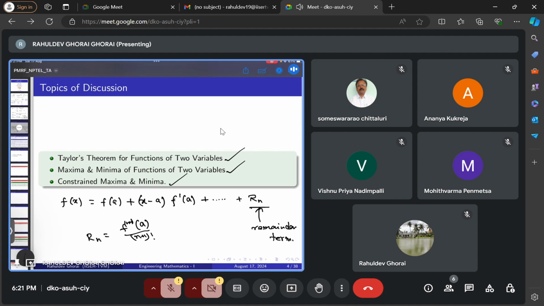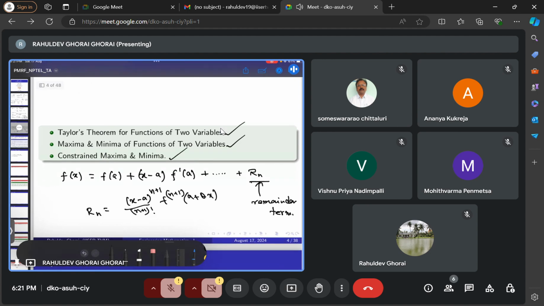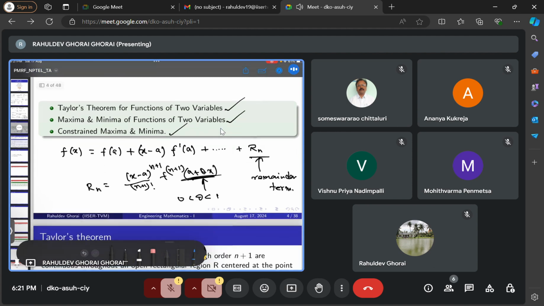Sorry, I think I made a mistake. I'll just correct myself. This will be (x minus a) to the power n plus 1 times the n plus 1th derivative of f at a plus theta x, where theta belongs to 0 to 1. This point will belong to the interval a to x only. So when theta equal to 0, this point is a, and when theta equal to 1, it is x. So it has to belong to that interval.